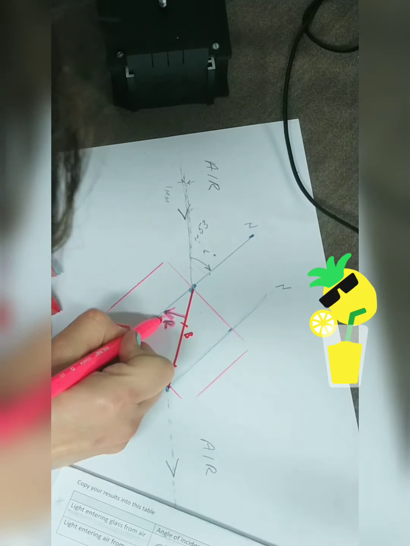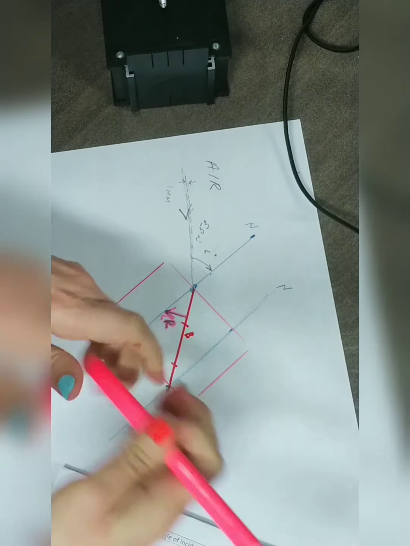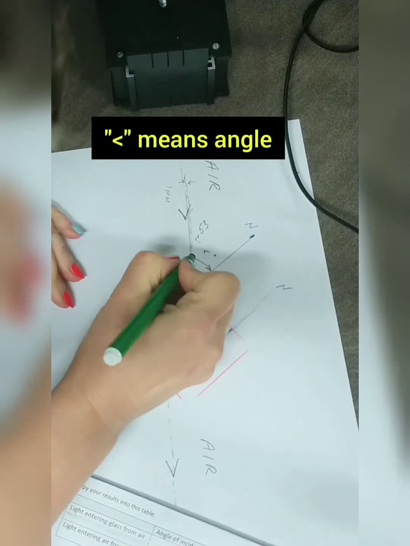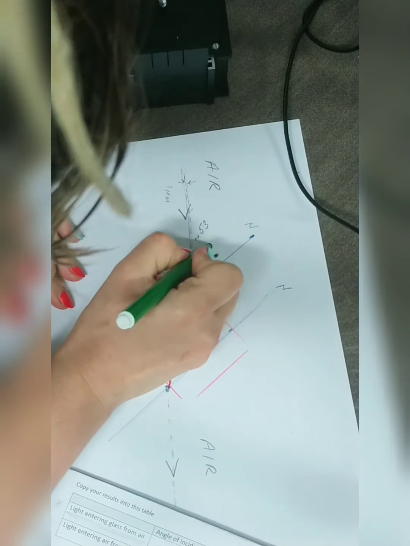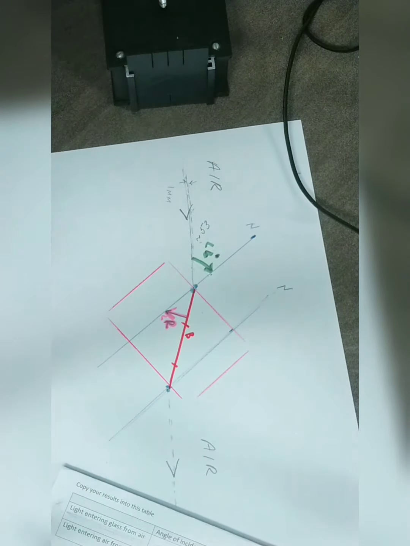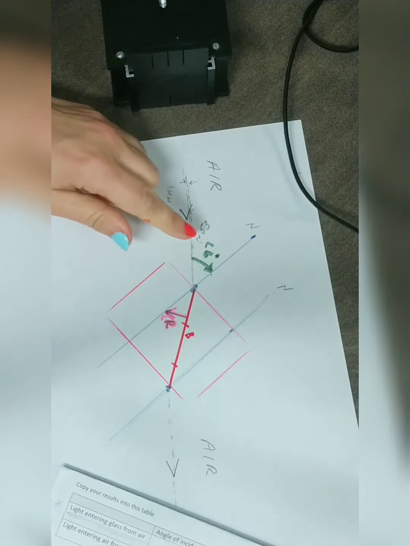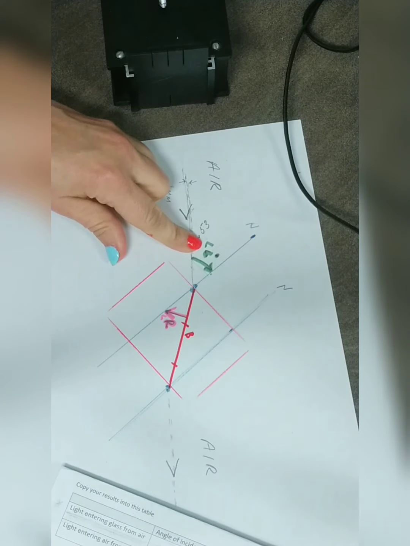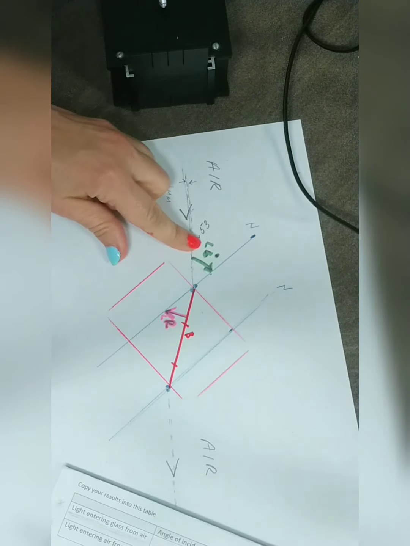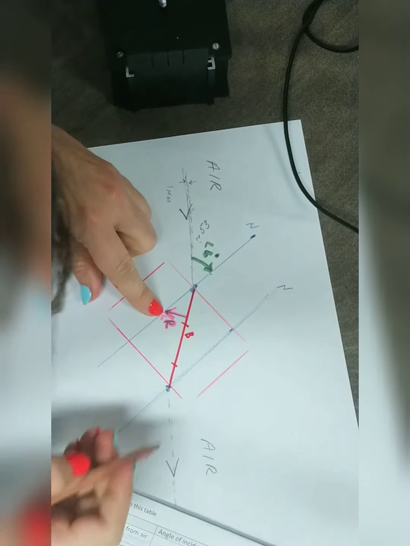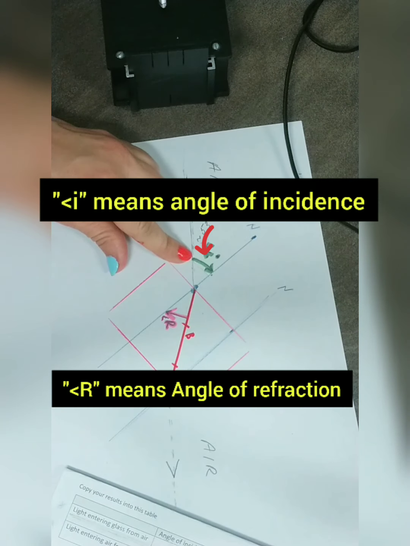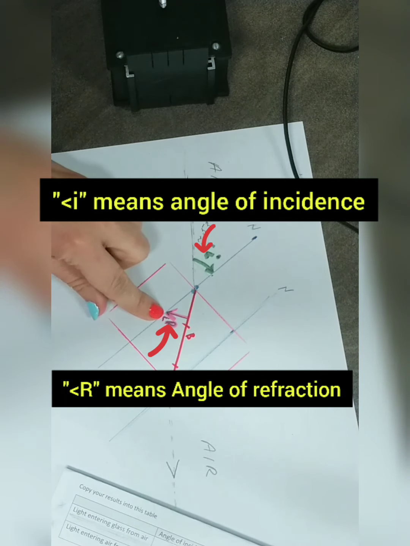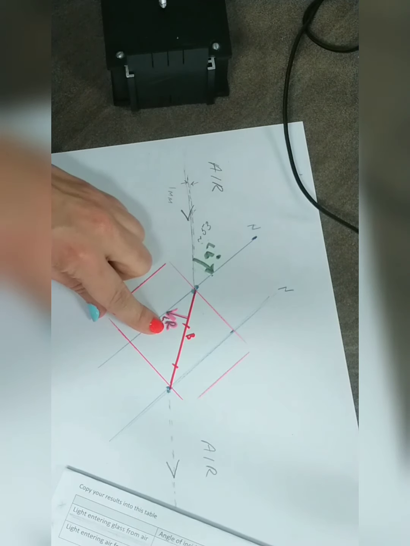And I'm going to add this little line for angle, and I'm going to make this one green color. This is the angle of incidence, with this little sign that means the angle, and this little sign means angle of reflection. So the green one is the angle of incidence and the pink one is angle of refraction.